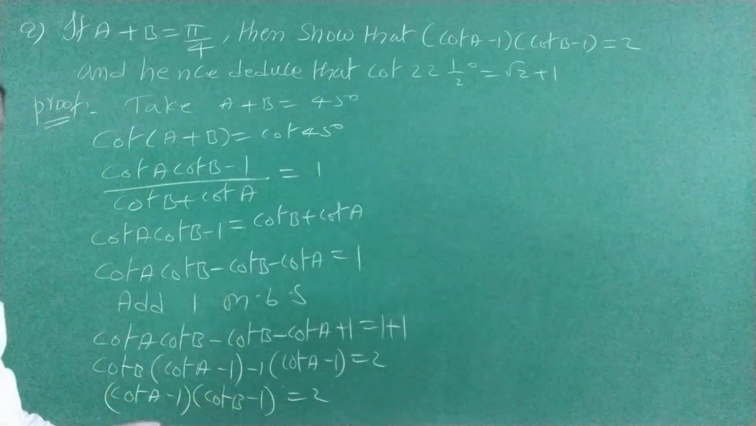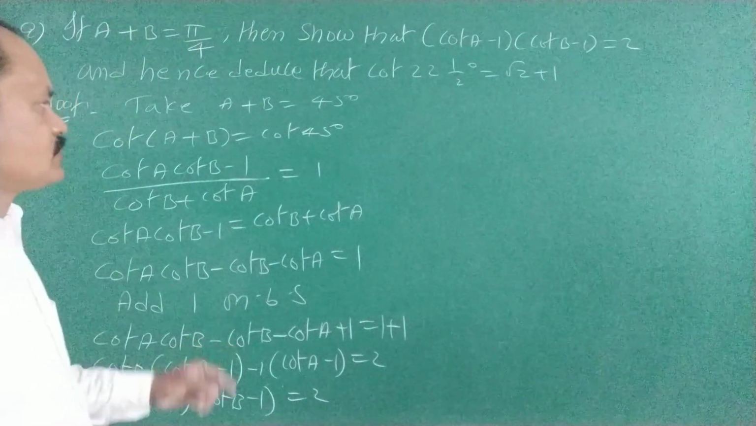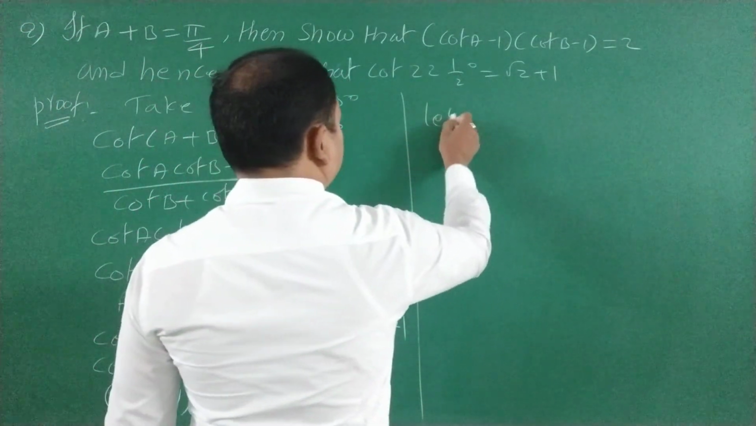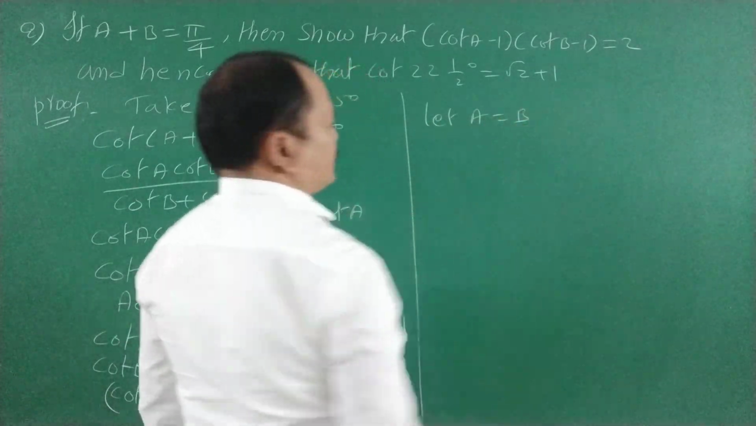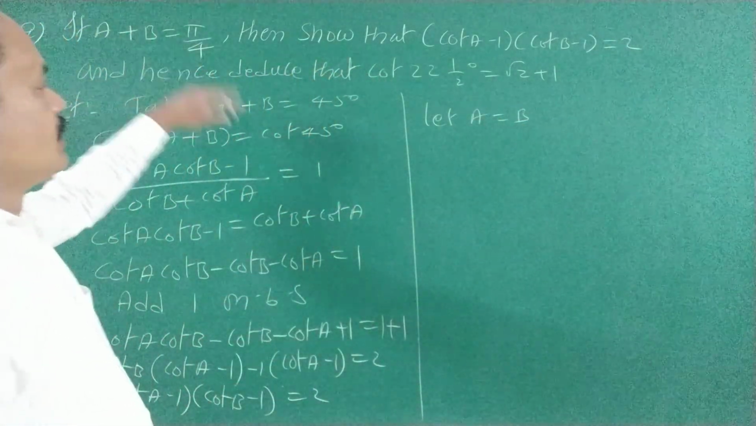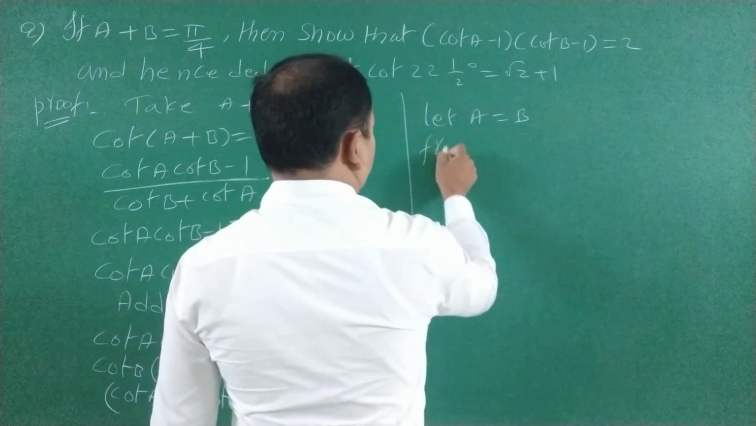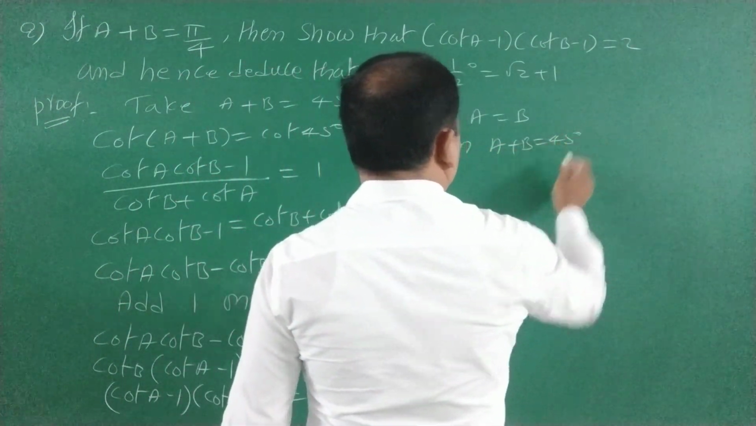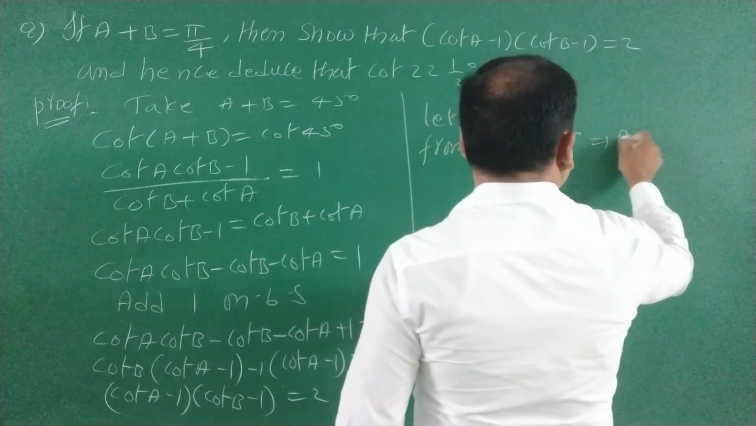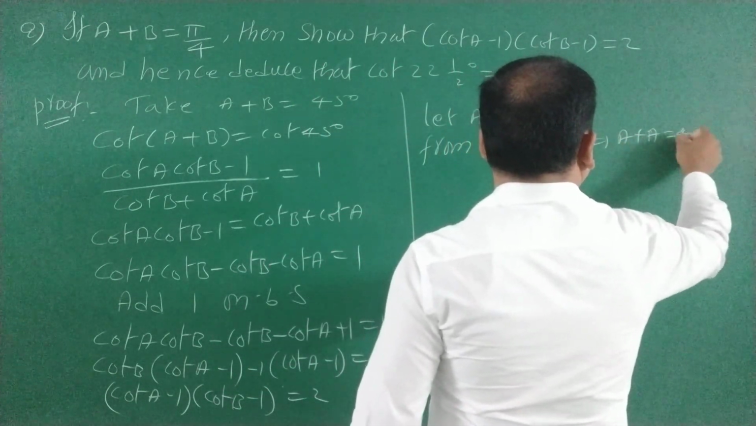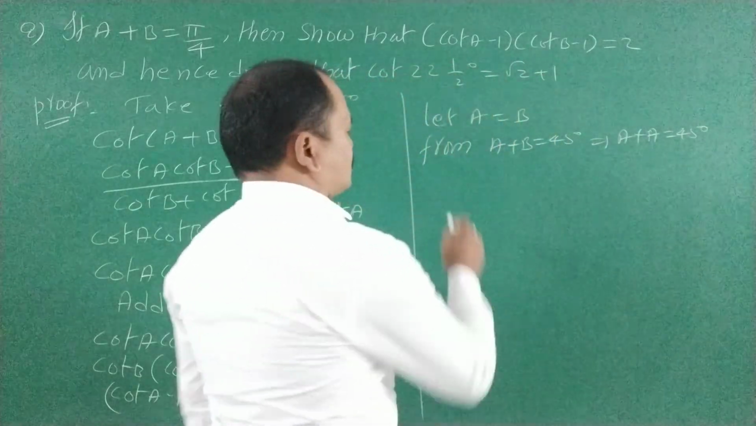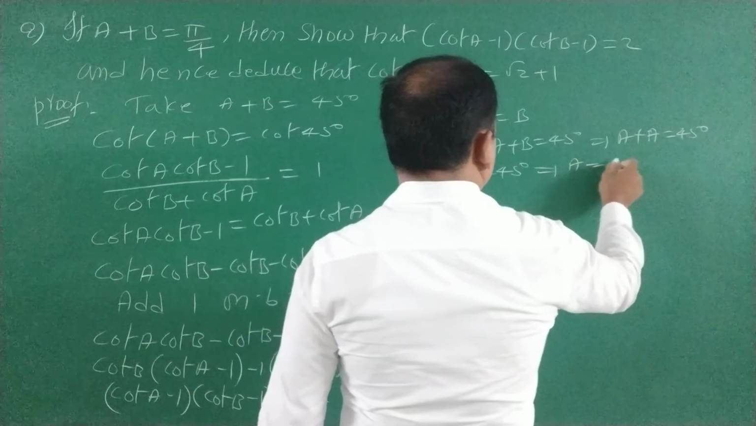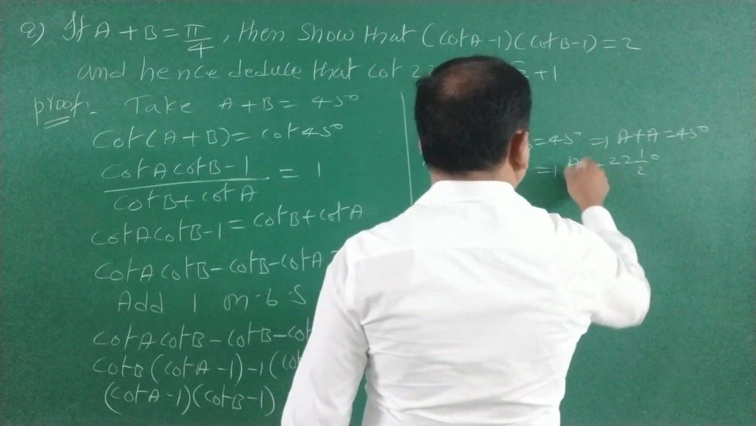Cot a minus 1 into cot b minus 1 is equal to 2. Now, same process. Let us consider a is equal to b. From a plus b is equal to 45, then a plus a is equal to 45 degrees. That's why 2a is equal to 45 degrees. So a is equal to 22.5 degrees.